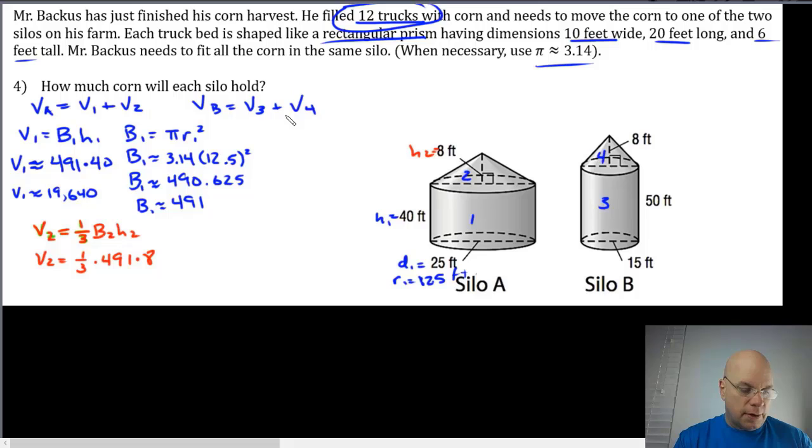Then you can use a calculator at that point. I'm just going to do 491 times 8 and get that product, which is 3,928. And then I'm going to divide that by 3 because multiplying by 1/3 is the same as dividing by 3. So I get 1309. I'm saying approximately equal to now because the area of the circular base was an estimate. 1309.3, repeating, that 3 goes on forever, so I'm just going to say 1,309.